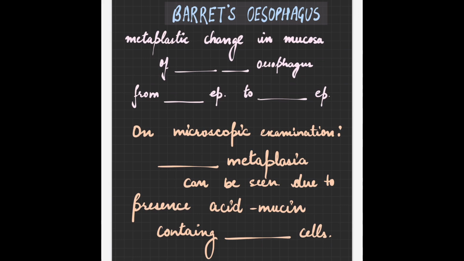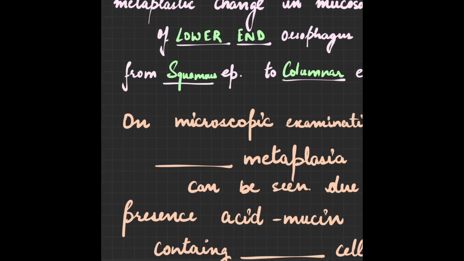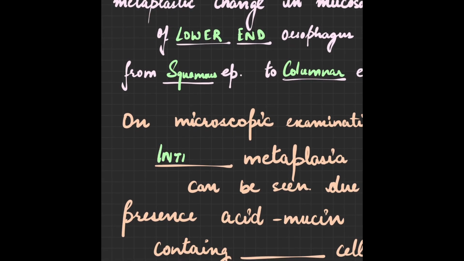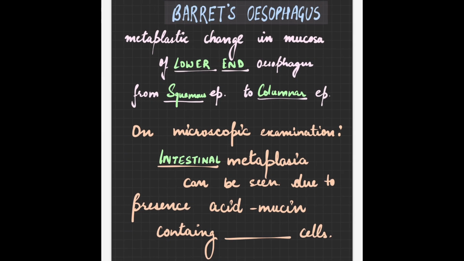So today we are studying Barrett's esophagus. What happens in Barrett's esophagus? There is a metaplastic change in the mucosa of the lower end of the esophagus, from squamous epithelium to columnar epithelium. On microscopic examination, we see intestinal metaplasia, as we can see the presence of acid mucin containing goblet cells.